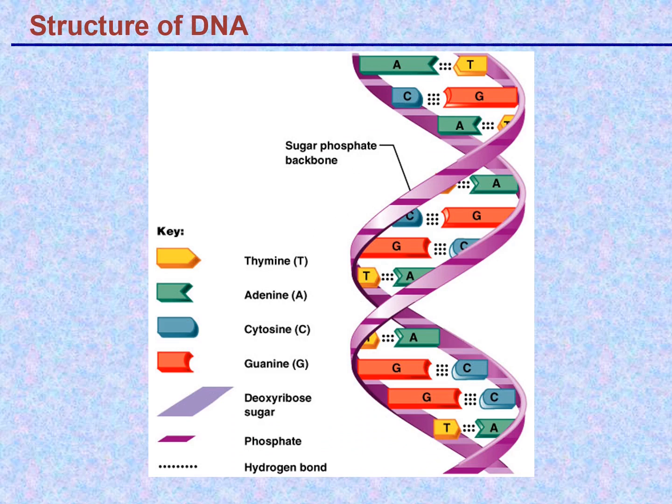Holding the two strands together are these hydrogen bonds, and they're shown by these dotted lines. Please note that if there's 3 rows, that means 3 hydrogen bonds, and if there's 2 rows, it means 2 hydrogen bonds. Notice that between every A and T you have 2 hydrogen bonds, whereas between G's and C's you have 3 hydrogen bonds.